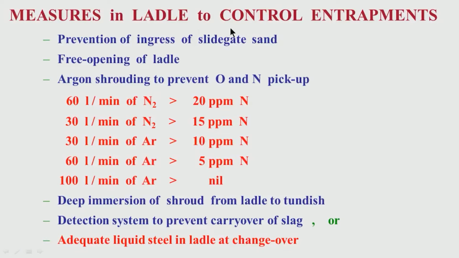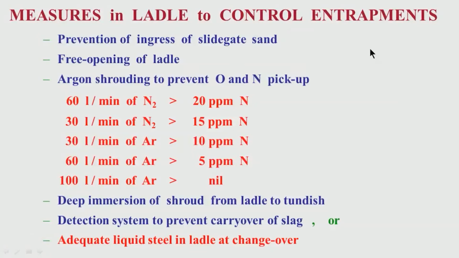So, what are the measures in ladle to control entrapments? First, when the liquid steel is there in the ladle, initially you have to put some sand in the slide gate before we are pouring liquid steel from BOF in the priming stage. When you are pouring liquid steel from BOF or electric arc furnace, first the ladle has to be closed. That means we are putting in the slide gate some sand to close the output of the ladle, the exit of the ladle.